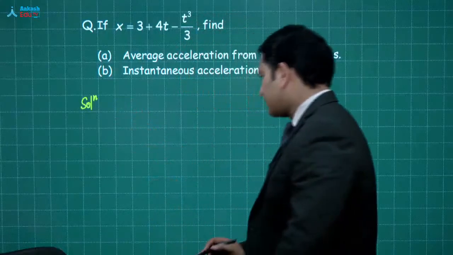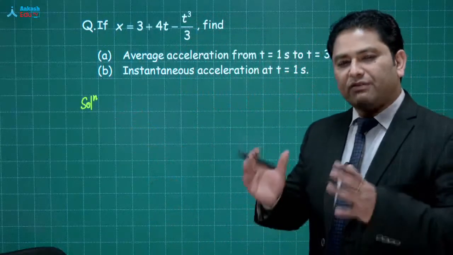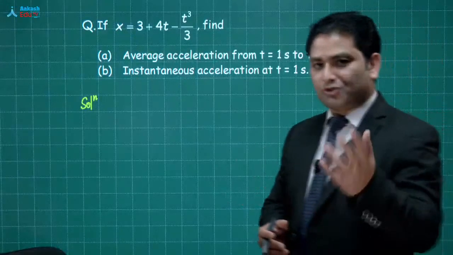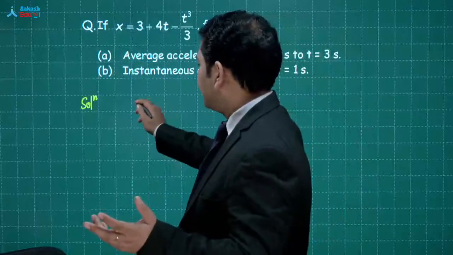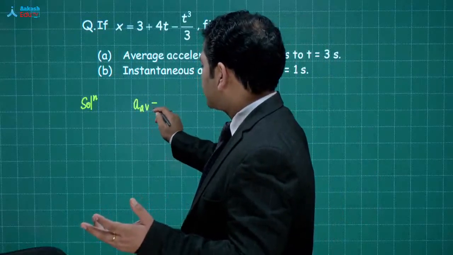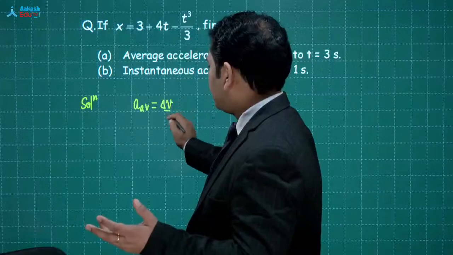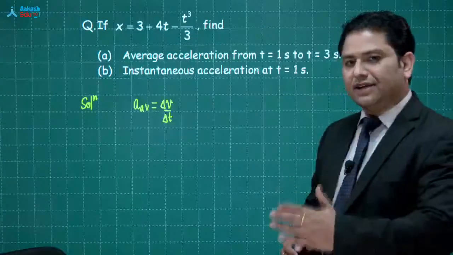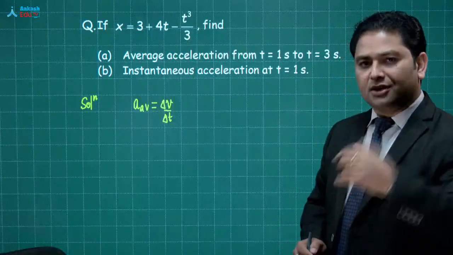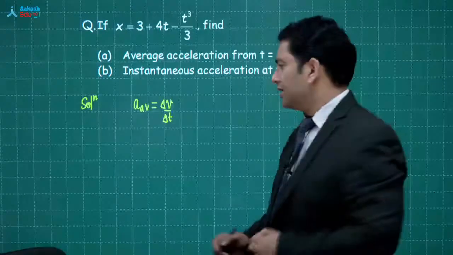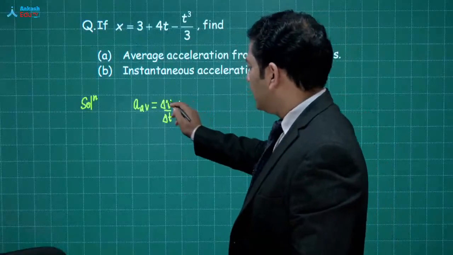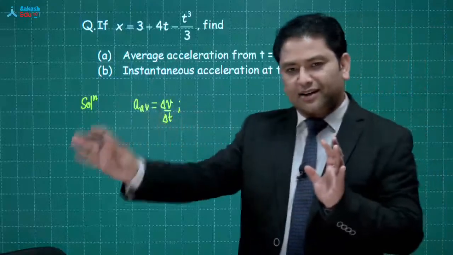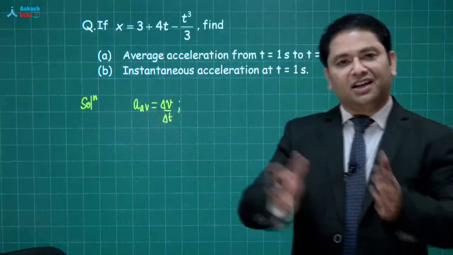First of all, we will find out the reason behind every step. Let's try to find that. The definition of average acceleration is delta v by delta t, that is, change in velocity divided by the time interval during which the change occurred. So we will need the velocity. This way we are moving in a targeted manner, knowing what we need.